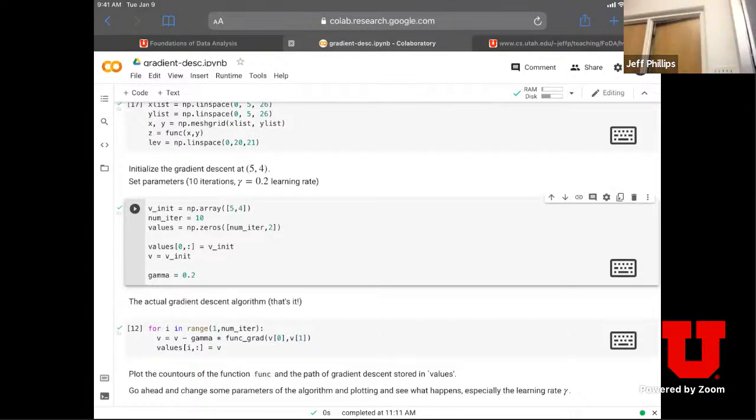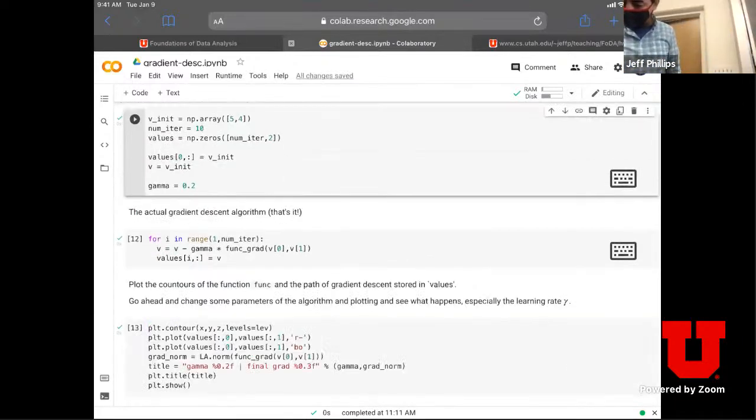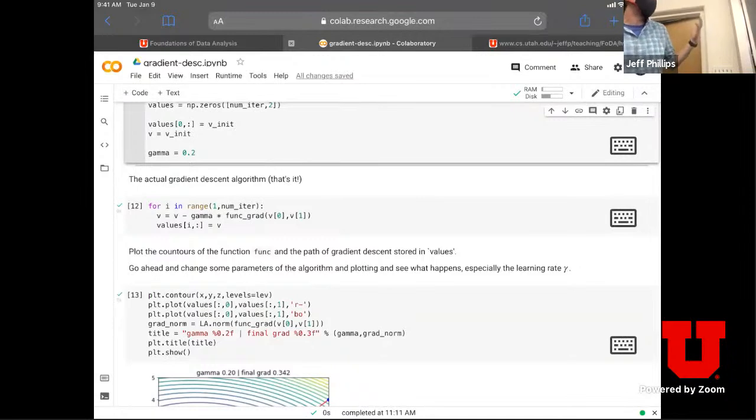Then let's actually set up and initialize everything. We're doing all this stuff before we get to the actual algorithm. I'm initializing at the point x equals 5, y equals 4. We're going to take 10 steps, and the learning rate for now is going to be 0.2. I'll change this later and you'll see if it was a good or bad choice if we choose a different learning rate. This is so we can draw a nice picture of the actual descent. I'm going to keep track of the values. In general, you don't need to, but it makes for a nice picture.